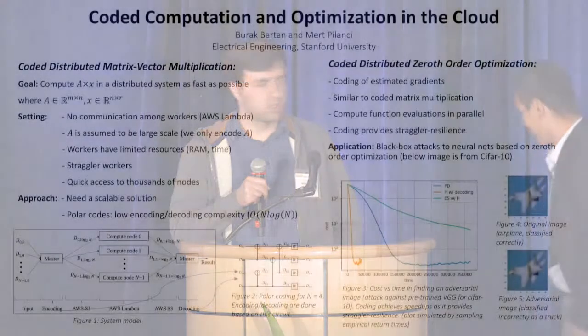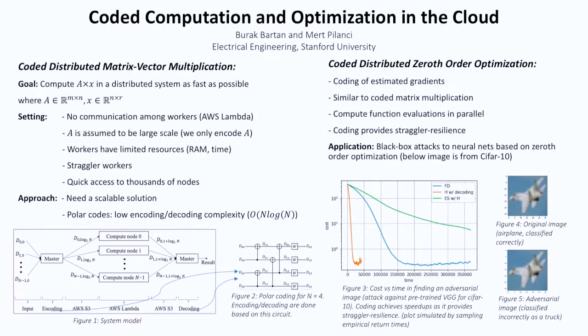Hi, my name is Barton. I'm a PhD student in EE with Professor Mert Pilanji. At my poster, I'll be presenting how we use tools from coding theory to speed up computations and optimization in distributed computing. In the first part of the work, we're interested in speeding up distributed matrix vector multiplication, adding redundancy to computations to make the overall task robust against the slower compute nodes.